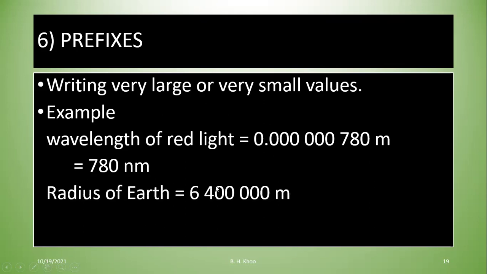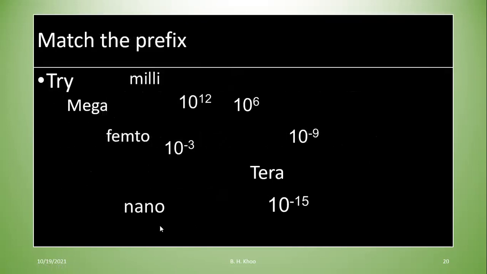Radius of the Earth, right? Instead of writing so many zeros, we can write it as 6.5 megameter. Right? This is 10 to the power 6. Now you can try yourself, match it, see what you can remember. Right? Try it out yourself before I give you the answer. Know what is milli, how to match milli, mega, femto, nano, tera.